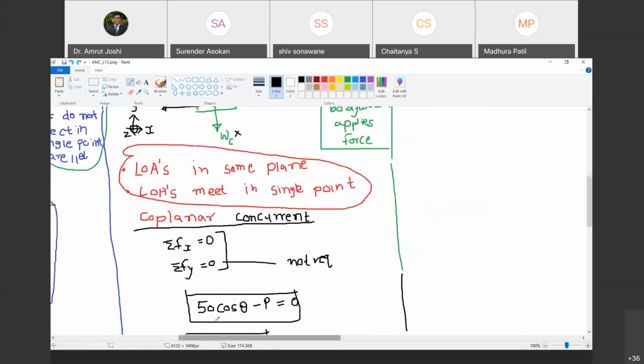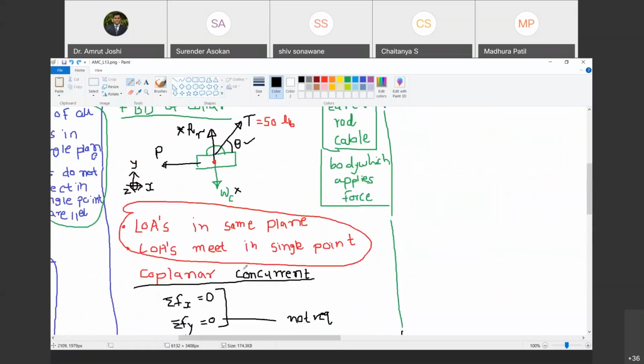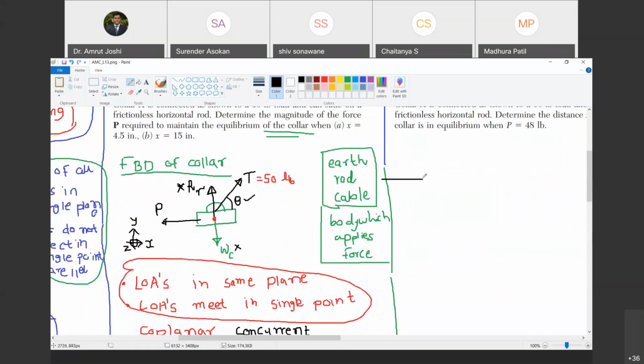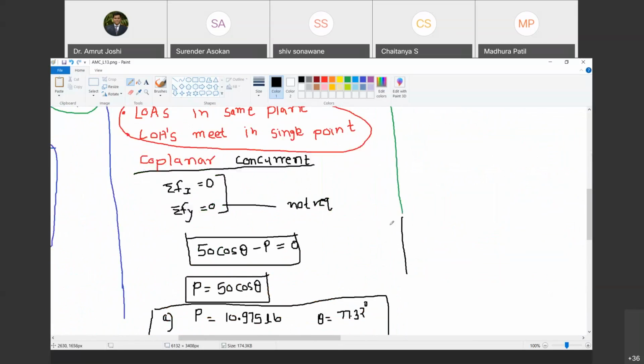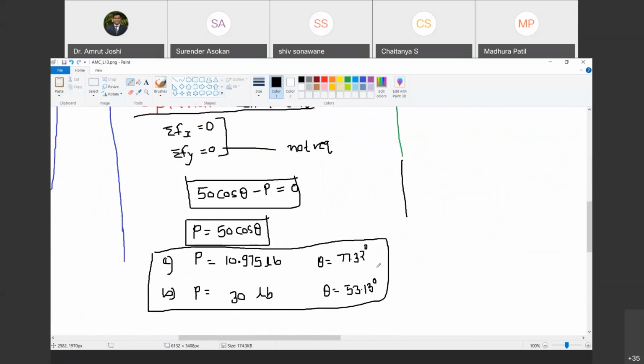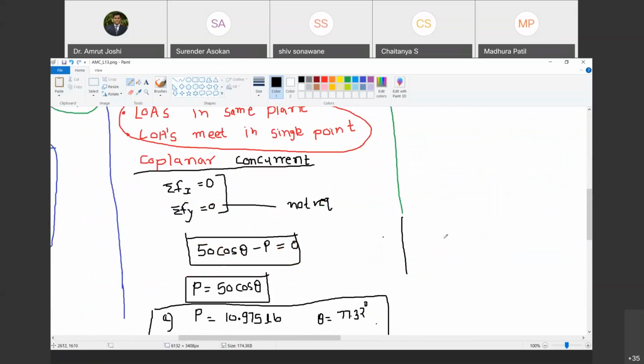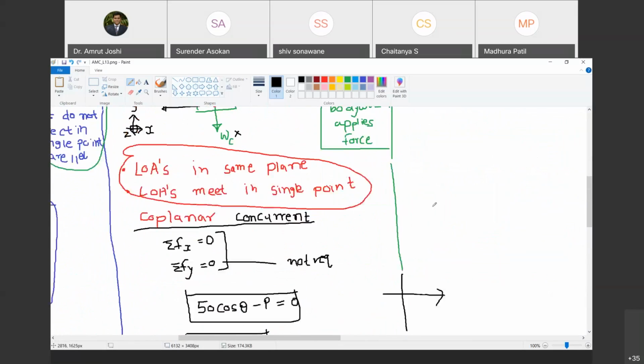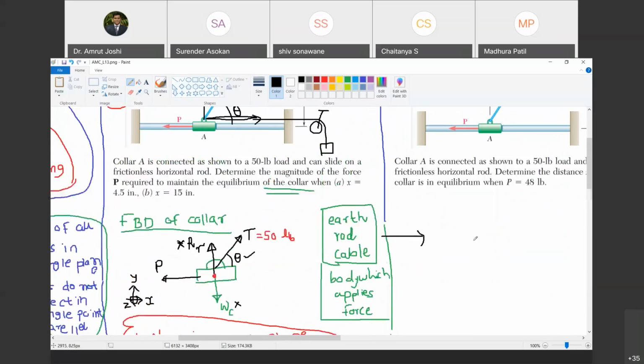So are we going to do anything different than this? No. Free body diagram, all these steps are to be borrowed as it is. समझ में आ रहा है? Yes, sir. And what is the relationship? Relationship is P is equal to 50 cos theta. है ना? Yes, sir. तो इसमें अब P दिया है हमें. P कितना दिया है? 48. Are you with me? Yes, sir.